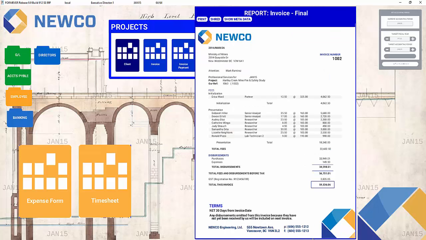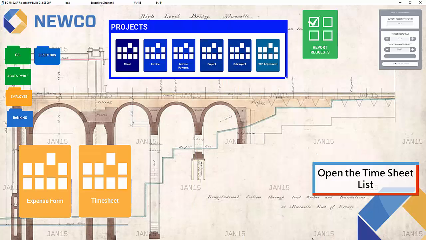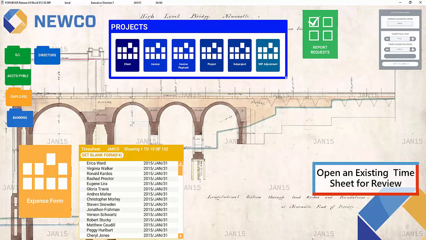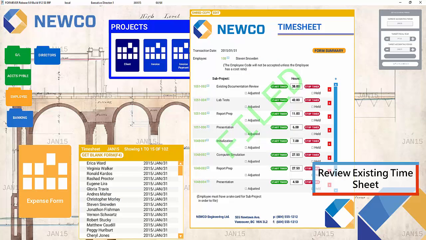Now let's look at some data entry using two of the most important forms for this company. To access the timesheets, we click on the Timesheets icon. This opens up a selection list showing all of the previously filed timesheets. If we click on an item in that list, we open that timesheet for review and can edit it if we like. We'll shred this copy and get a blank form to fill in.